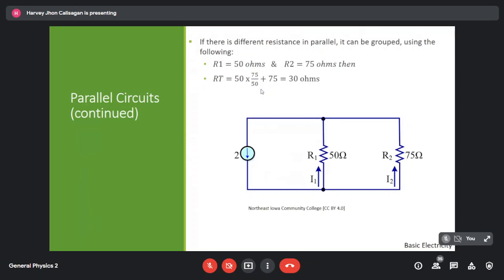Try to calculate, class, if we really get exactly 30 ohms. You have a calculator, right? Try to justify the answer of this one. Are we really getting the 30 ohms?